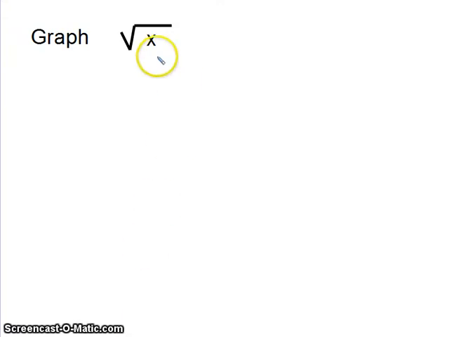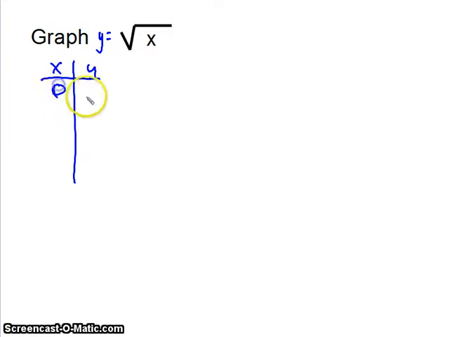Graphing. Okay, sorry, I'm going to stop that. We want to graph y is equal to the square root of x. All right, so we're going to make a table. Pick some numbers. I'm going to pick some ones that are easy. All right, so 0: the square root of 0 is equal to 0. The square root of 1 is 1. The square root of 4 is 2. And the square root of 9 is 3.